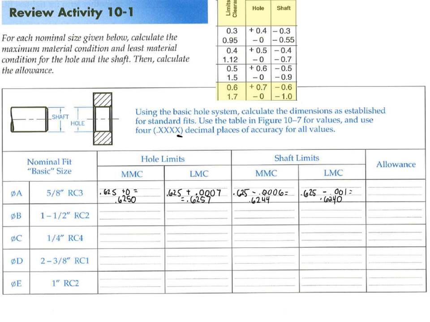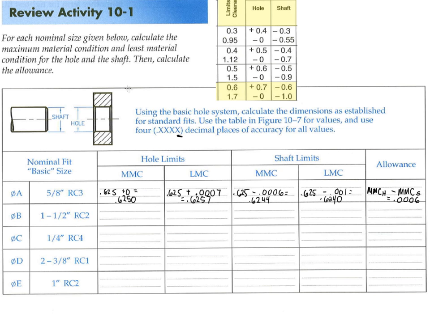And then my allowance is going to be the maximum material condition, or the MMC condition, of the external feature minus the MMC of the internal feature. So I'll do MMC of the hole minus the MMC of the shaft. And 0.6250 minus 0.6244 is going to be equal to 0.0006. And that'll be my allowance. And that means that when the shaft is inserted in the hole, that's how much room for daylight I have around the shaft to shine through.